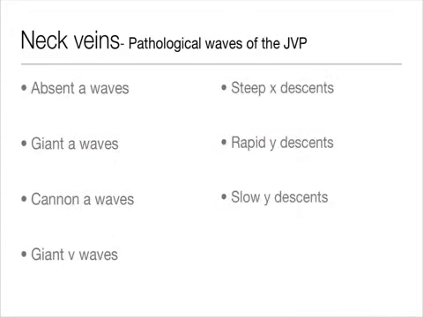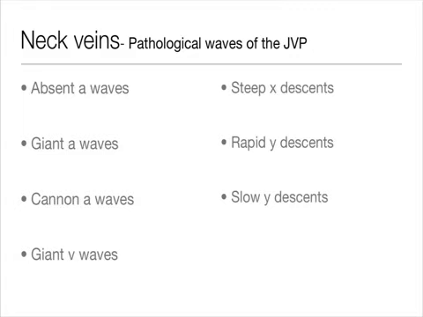So here are some pathological features of the jugular venous pressure. Absence of A waves happens when there is atrial fibrillation, and if you remember, an A wave was due to atrial contraction, so in fibrillation there's no contraction, therefore no A wave.